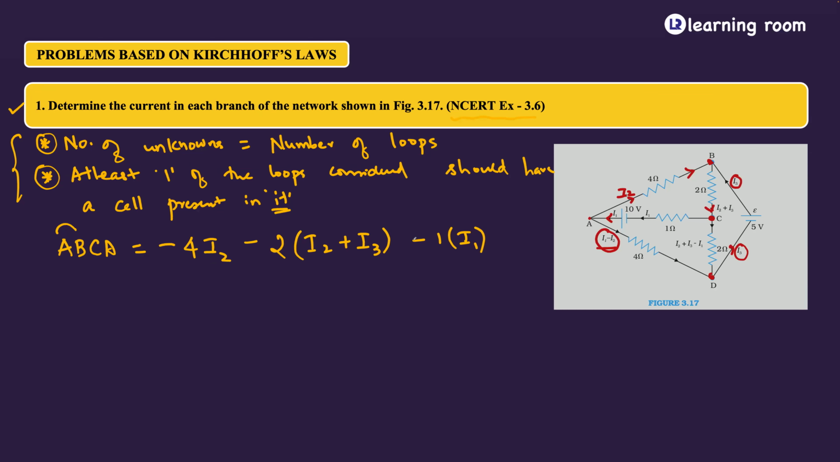Whereas across the cell, you will only check whether you are going from lower to higher or higher to lower potential. So when you move from C to A, you are moving from lower to higher potential. So you take plus 10, and the sum of all these things put together will be equal to 0.